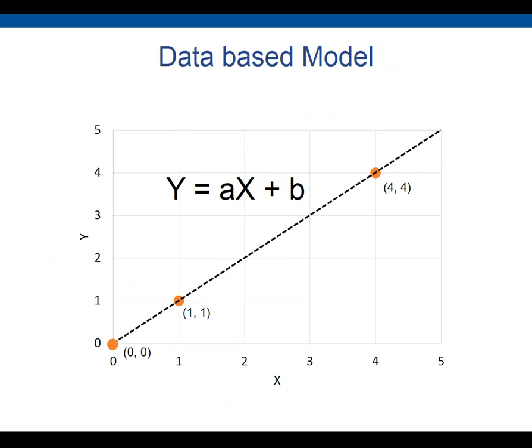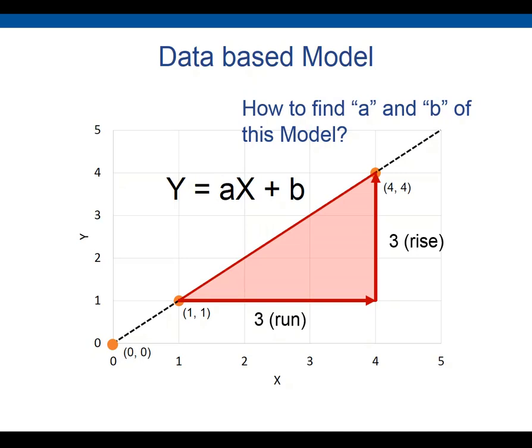Okay, we need data. This slide shows three data points: 0.0, 1.1, 4.4. We want to build a mathematical model that passes through all three points. So how do we find A and B of this model? A is the slope, right? So how to find the slope? For slope, we have to find run and rise. So 3 divided by 3 is the slope, so A equals 1, and B equals 0, because when x equals 0, then y should be 0. So that's why B is 0.